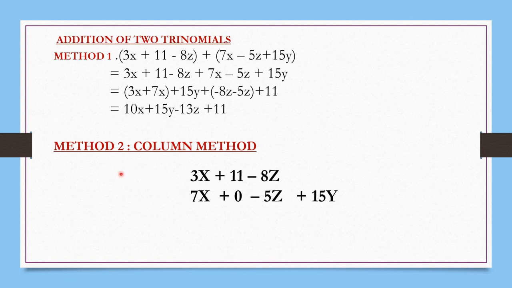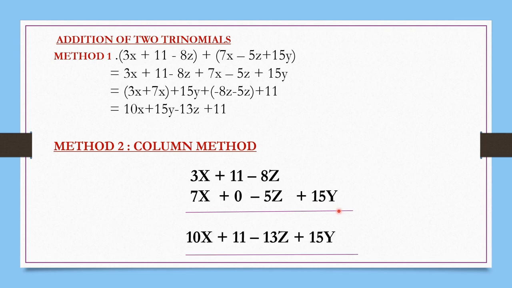Now here we can see I have arranged 3x plus 11 minus 8z like this. 7x minus 5z, with 7x just below 3x and minus 5z below 8z. And plus 15y. There was no y in the first one, so I have kept it here. So let us see how to add them. We have added them together and we are getting the same answer. So these are the two methods which we have learned. The column method will be better if we have a big algebraic expression having more than 5-6 terms. In fact, for trinomials also, it will always be better to use the column method. So here we have learned these two methods.